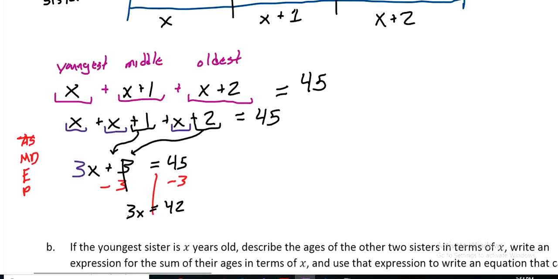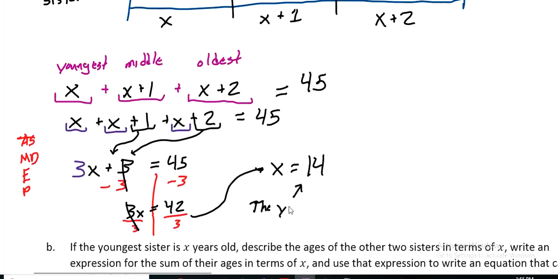From there, what's being multiplied or divided? Well, 3x means 3 multiplied by x, so I have to do the opposite and divide by 3. These cancel out, and we're left with x equals 14. That tells me the youngest sister is 14.